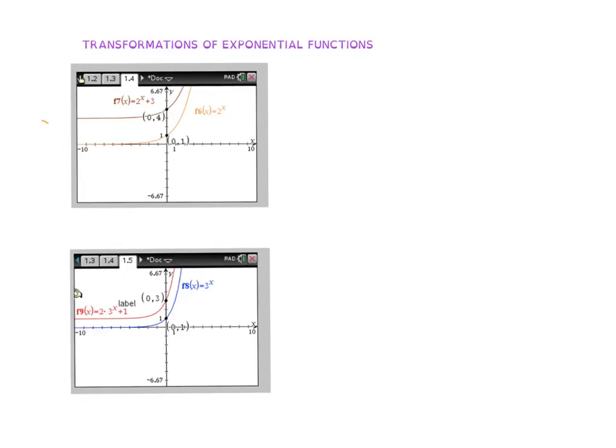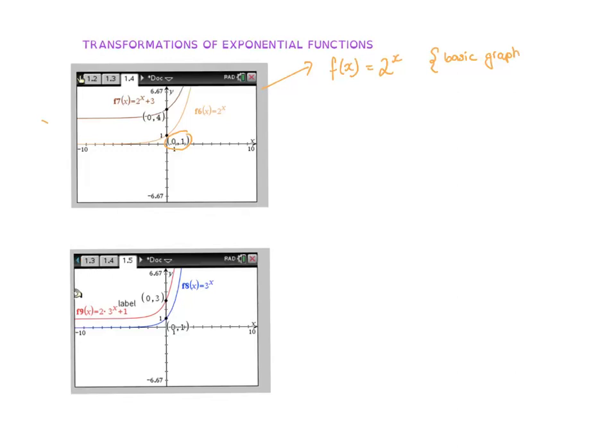Okay, so now we're going to look at some transformations of our basic exponential graph. In this example, I've written the basic one, so we see f of x equals 2 to the x, in the orange there. We've got a y-intercept of (0, 1), and it's asymptoting on the x-axis. So that's the basic graph.